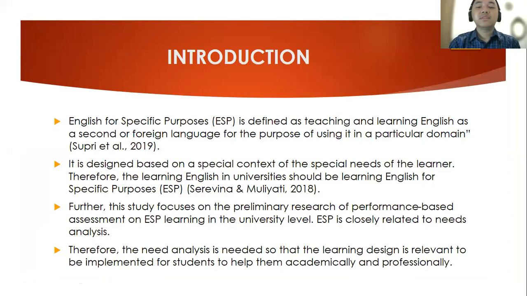Let's get started for the first part, that is English for specific purposes, or ESP, is defined as teaching and learning English as a second or foreign language for the purpose of using it in a particular domain. It was stated by Subri et al. in 2019. It is designed based on a specific context of the specific needs of the learner. Therefore, the learning English in universities should be learning English for specific purposes, or ESP.